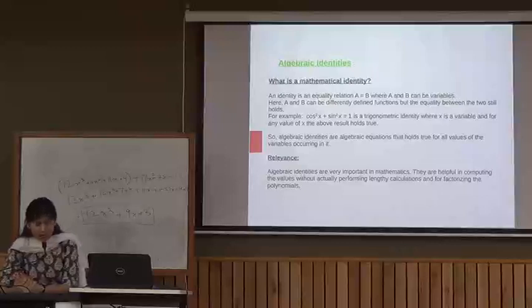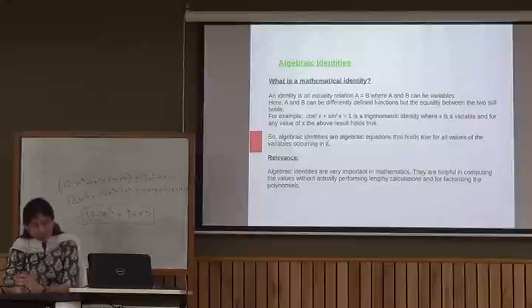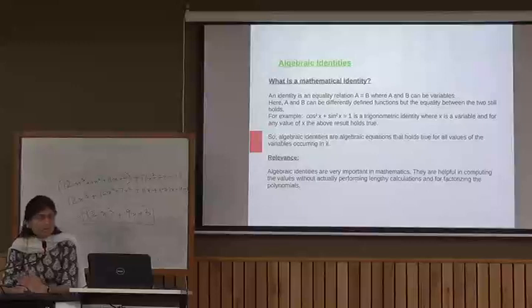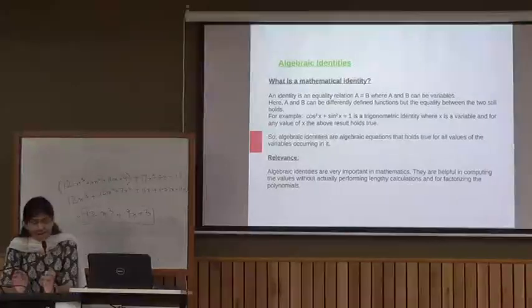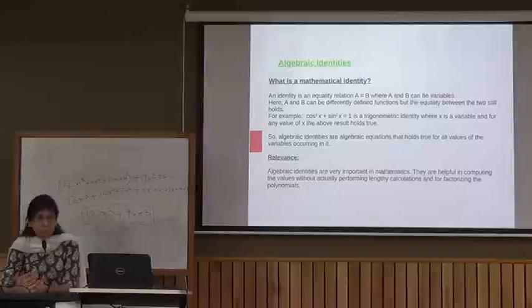Lastly, let us understand algebraic identities. Now, what is a mathematical identity? An identity is an equality relation A equal to B, where A and B can be variables. Here, A and B can be differently defined functions, but the equality between the two still holds. For instance, consider a trigonometric identity, that is cos square x plus sin square x is equal to 1. Here, x is a variable and for any value of x, the above result holds. Therefore, this is a typical example of an algebraic identity or a mathematical identity per se.